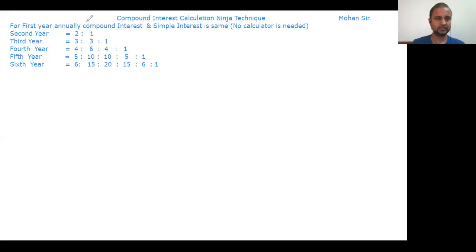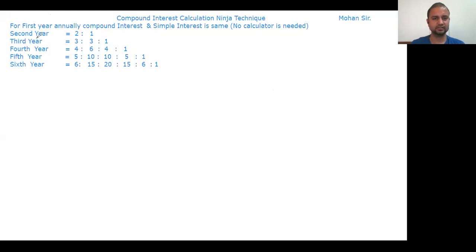Our whiteboard is now ready. Now we can look at this formula for compound interest. I usually call it the ninja technique for the calculation. For the first year, annual compound interest and simple interest are the same. No calculator or calculation is needed.